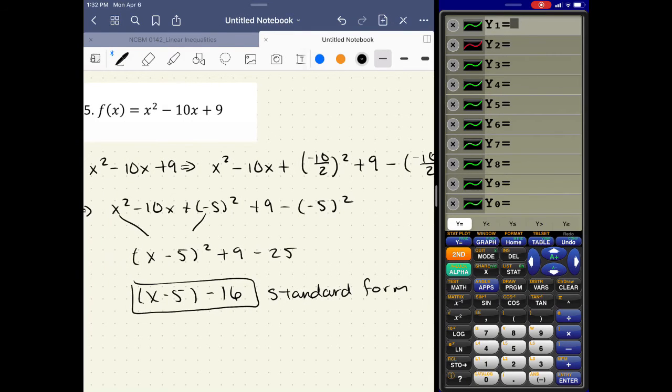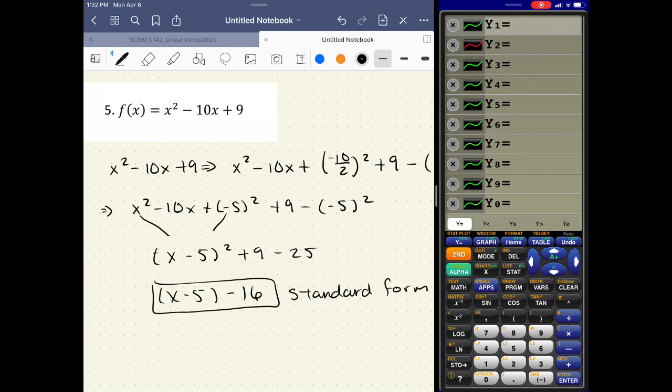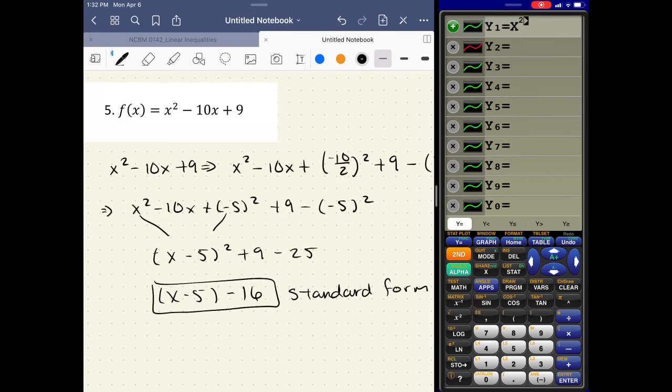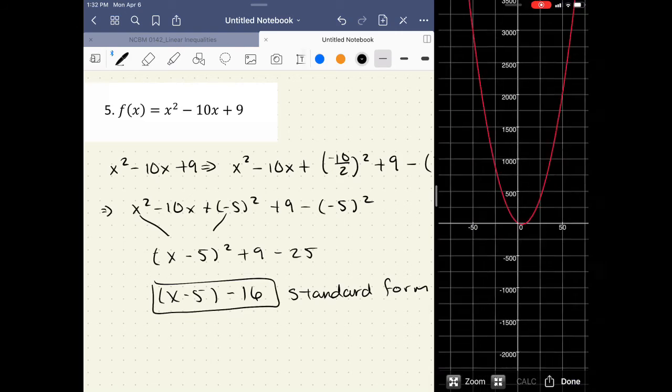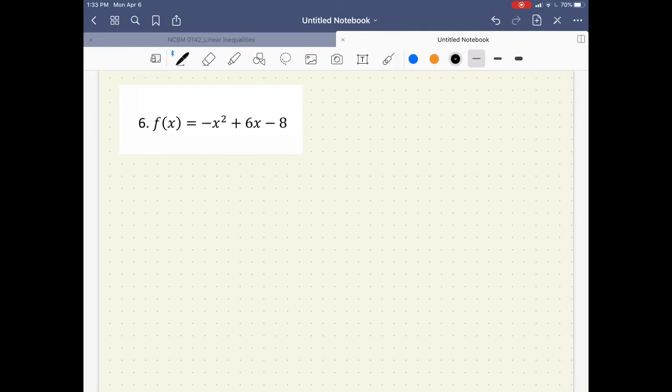Let's make sure that both functions are equivalent to each other by comparing them. x squared minus 10x plus 9 is the first one. And our second function was (x minus 5) squared minus 16. Let's graph them. And again, now on this one, we have negative x squared plus 6x minus 8. This is okay. This still continues the same.